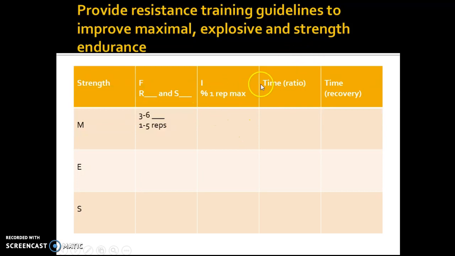And then you have to look at time. So this is the work relief ratio times. Okay, so remember the dot in the middle, and then time recovery. So have a look at that. I've started you here. 3 to 6 sets is always going to be the case, and then if you start from 1 to 5 reps here and work your way up, you'll start to see how that changes.